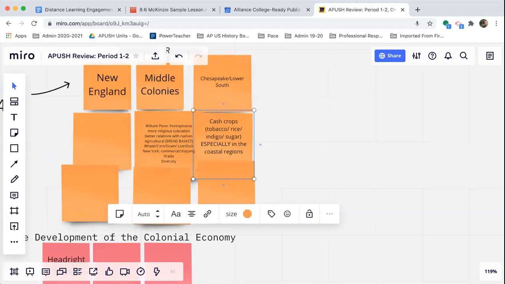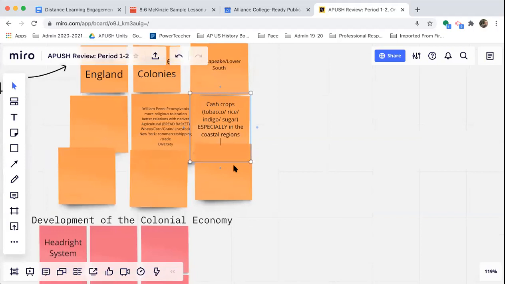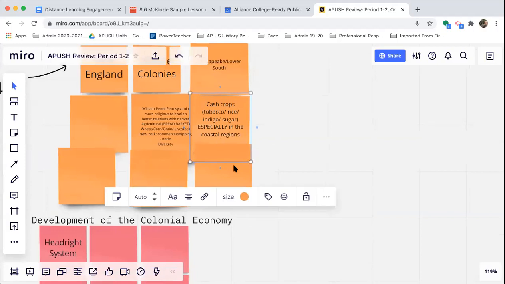There's a bunch of things we can add to Chesapeake Lower South. Come on, y'all. You're slowing down on me. What's happening culturally, economically, politically? What's happening in Chesapeake Lower South? Aren't they less urban? Yes, good. That's a really good one. Less urban, much more rural.